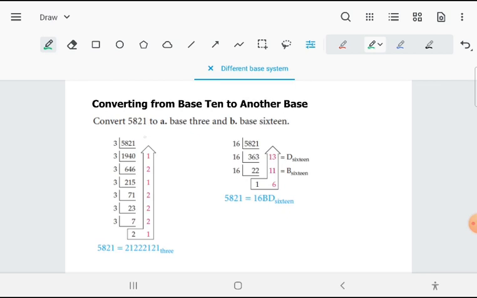So here are more examples. 5,821, you would like to convert that to base 3 and base 16. Of course, if you convert to a much smaller base, in this case 3, your successive division would be a bit longer since you also have a large base 10 numeral. So 5,821 divided by 3, you will have 1,940 3s in that numeral and a remainder of 1. If you do the successive division, you will be getting these remainders and the last quotient, which is 2. Again, you just write it upwards in that sequence. So 21222121 subscript 3. Remember, base 3 means you only use 0, 1, and 2 as your numerals.